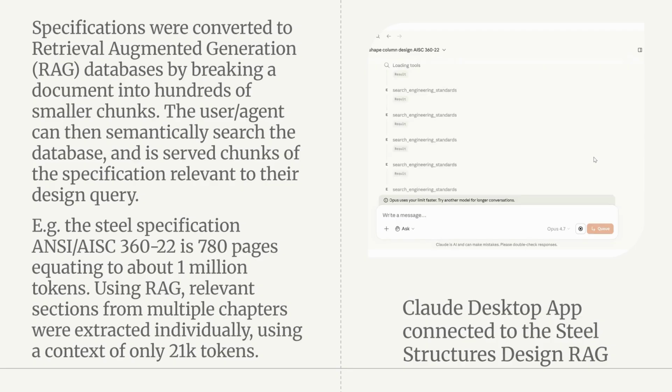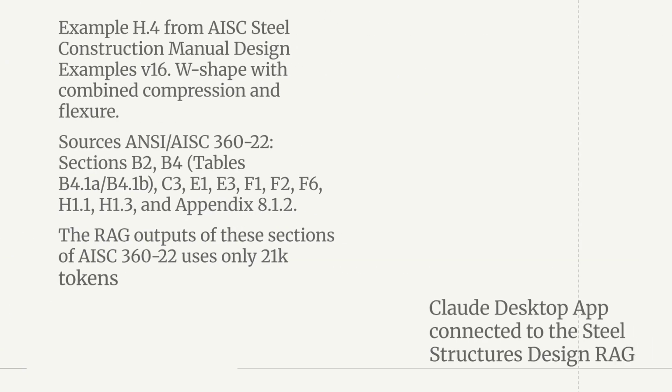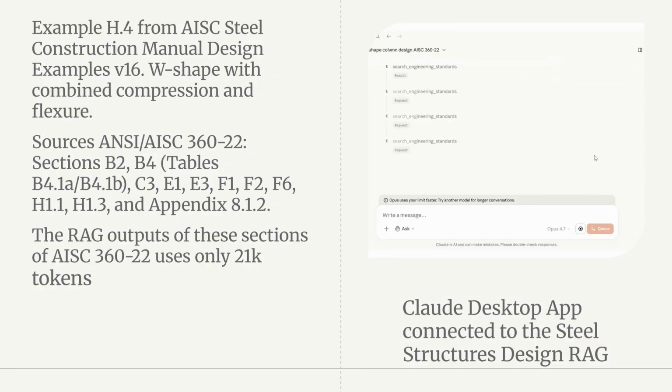The RAG is required since the steel spec is 800 pages and about 1 million tokens. Claude's context cannot handle 1 million tokens. Using the RAG, the specification context is typically 10,000 to 20,000 tokens. Saving tokens equals saving money.